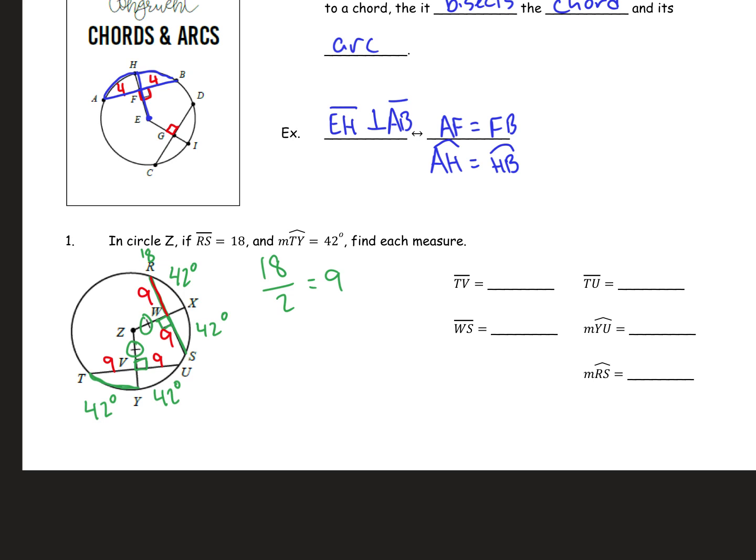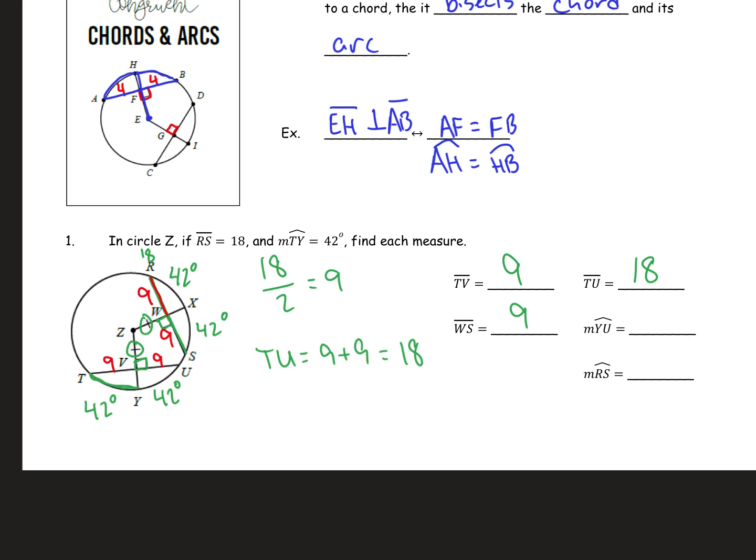First, they want us to find the length of segment TV. From T to V, we already have that. It's 9. TV is 9. Now, segment TU goes from T to U. That has 9 and 9, so we add those together. TU is equal to 9 plus 9. That's 18. So we just add together the two parts on that line. We also want to find segment WS. W is here, S is here. Oh, look, it's 9. We already have that.